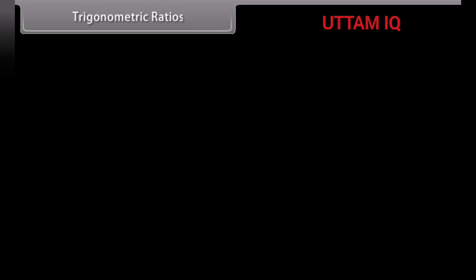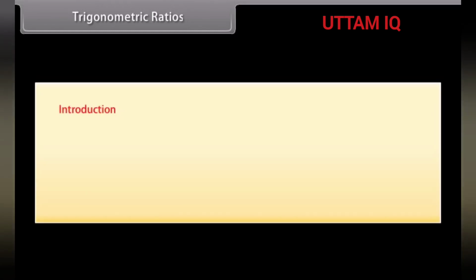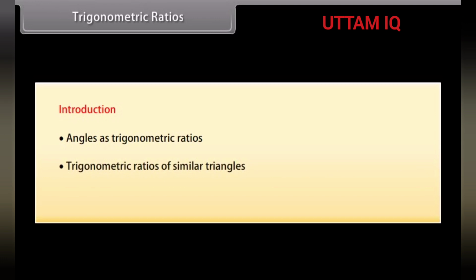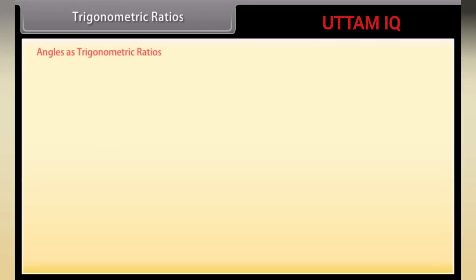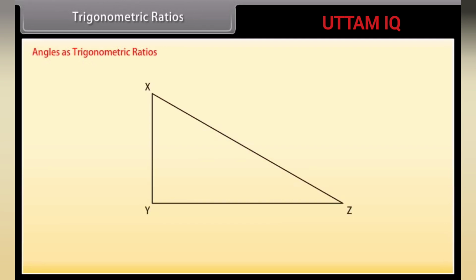Trigonometric ratios. Let us begin our introduction to trigonometry with trigonometric ratios. We will express the angles as trigonometric ratios, compare trigonometric ratios of similar triangles, and solve examples. Angles as trigonometric ratios. Look at triangle XYZ, right-angled at Y. Angles X and Z are both acute.